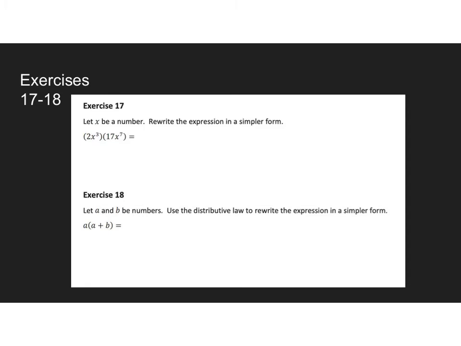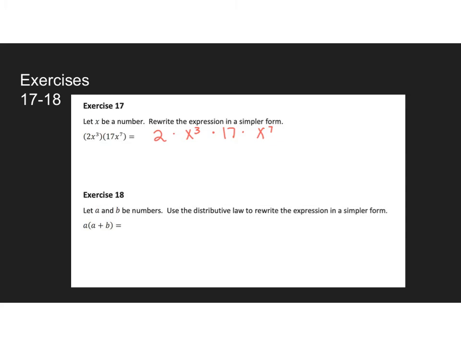So it says, let x be a number. Rewrite the expression in a simpler form. So we're doing 2 times x to the third times 17 times x to the 7th. One thing I like to do is I like to just expand my number sentences like this so that I can see every part being multiplied. So I'm doing 2 times x to the third times 17 times x to the 7th. And the reason why I can break that apart and take apart the parentheses is because we're just multiplying, and order does not matter when we multiply.